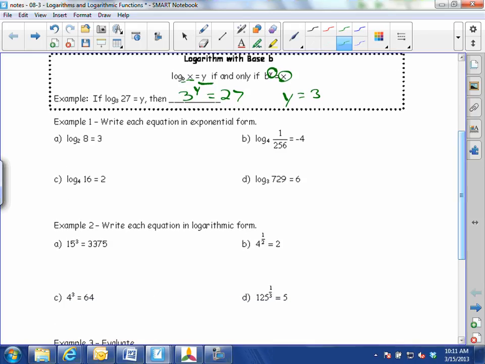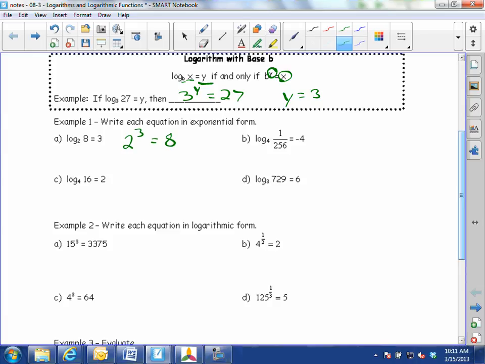Okay, this first example just asks us to write in exponential form. So I would look first and say, okay, remember, our logarithm is always equal to the exponent, so 3 is our exponent. What is our base? 2. So we'd say 2 to the third power equals 8, which is true because we know 2 to the third power gives us 8, so that makes sense. So we know we put it in the right order.